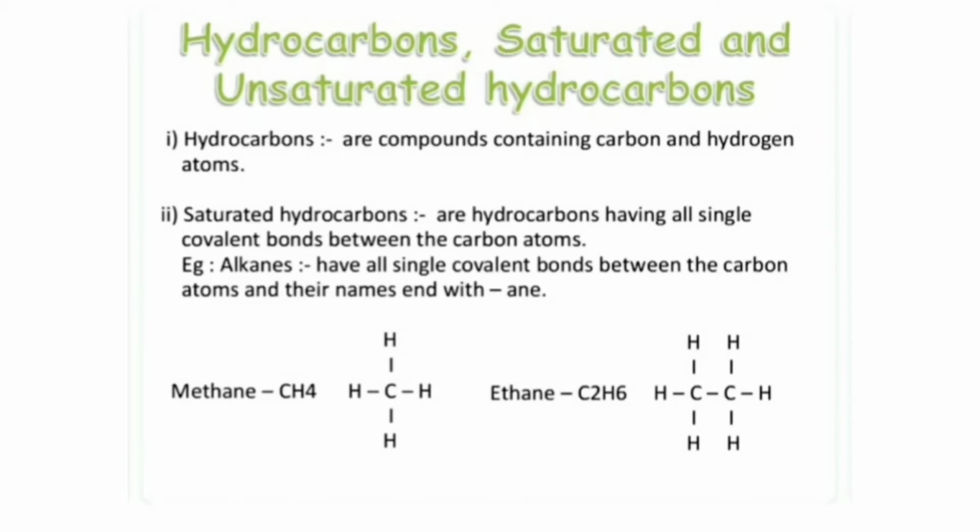Hydrocarbons, saturated and unsaturated hydrocarbons. Hydrocarbons are compounds containing carbon and hydrogen atoms. Saturated hydrocarbons are hydrocarbons having all single covalent bonds between the carbon atoms. Alkanes have all single covalent bonds between the carbon atoms and their names end with ane. Methane CH4, ethane C2H6.